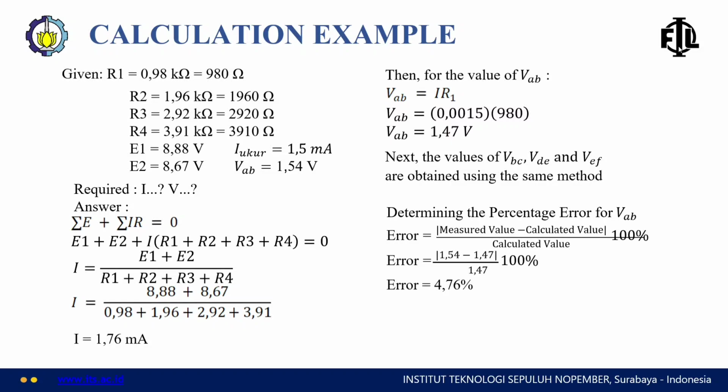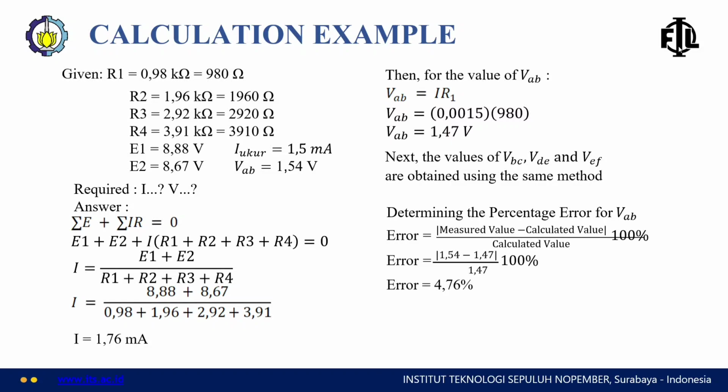Now let's move on to voltage calculation. For this example, we focus on voltage across the first resistor, VAB. The formula is simple: the current multiplied by the resistance of the first resistor. So we multiply 0.0015 ampere by 980 ohm, and we get a result of 1.47 volt. We apply the same method for the remaining resistors, VBC, VCE, and VEF.